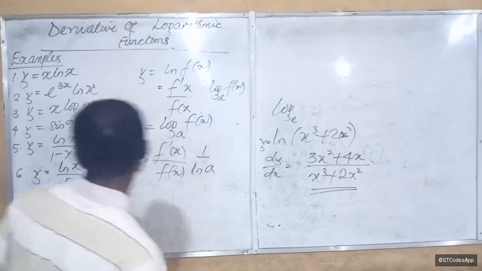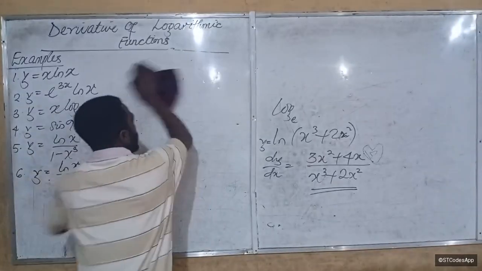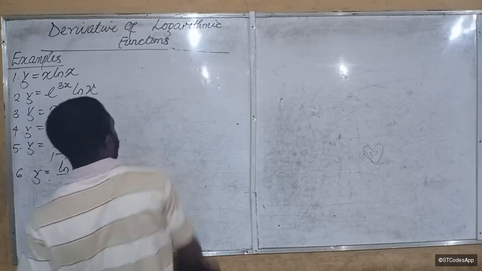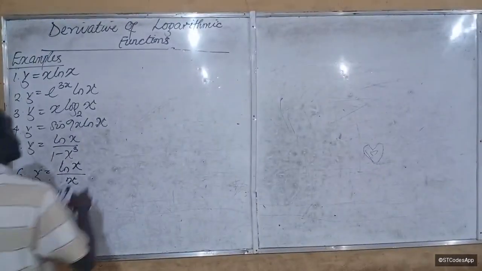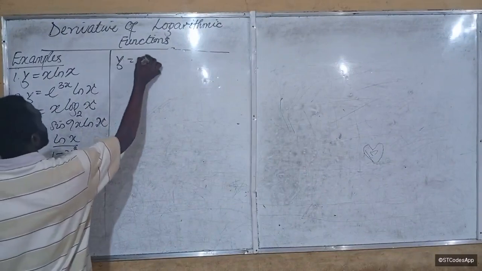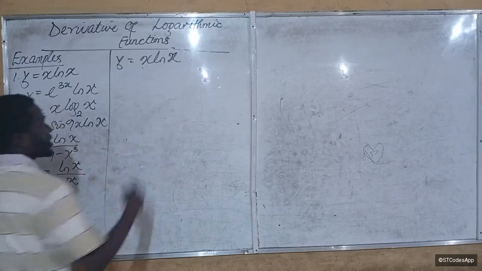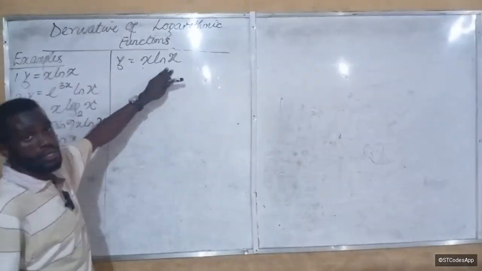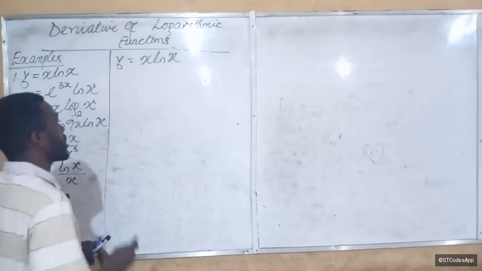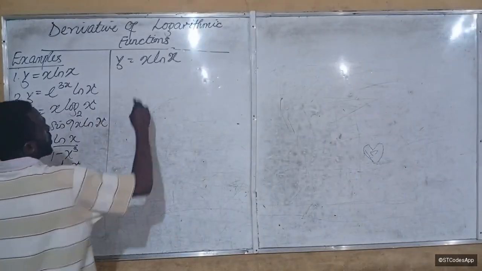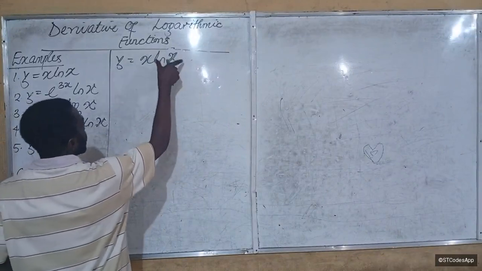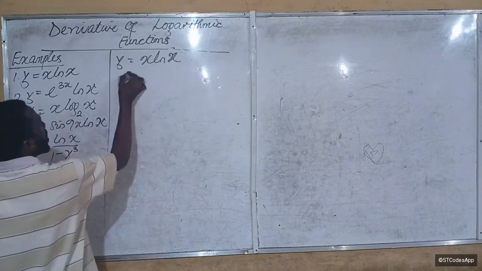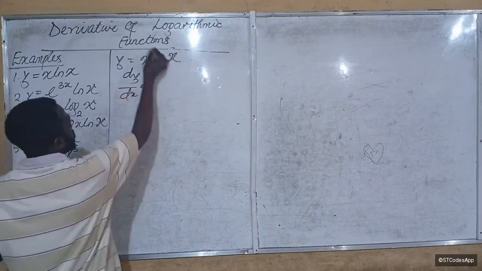So let's solve the questions I have on the board. Number 1 says y is equal to x ln x. With this, we have a product, so we use the product rule. What does the product rule say? It says we hold one, differentiate the other, plus hold the other that we differentiated before and differentiate the one we held before. So we have dy dx here.